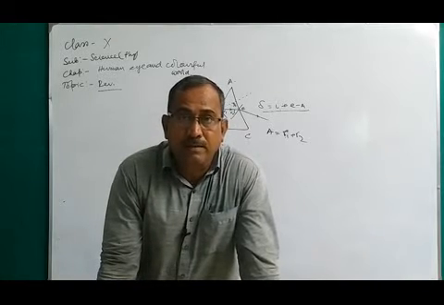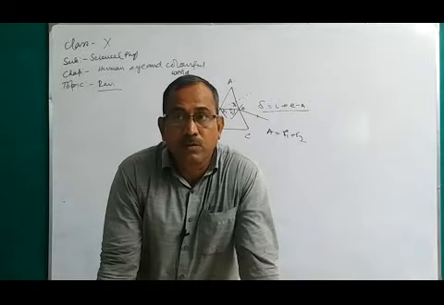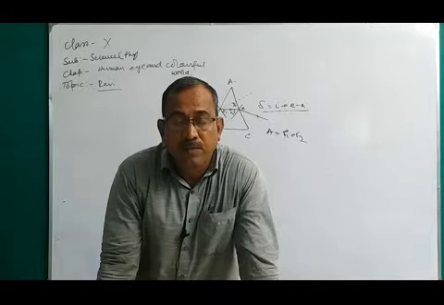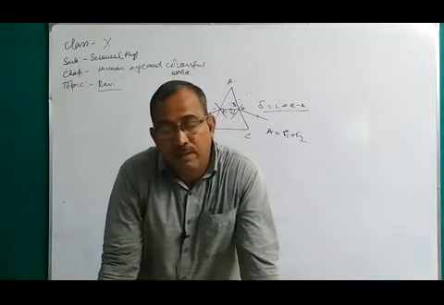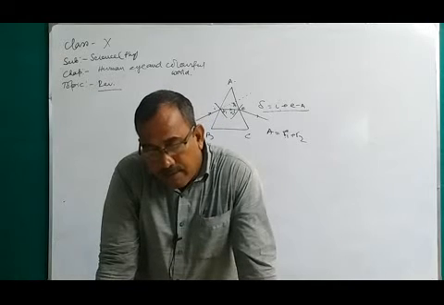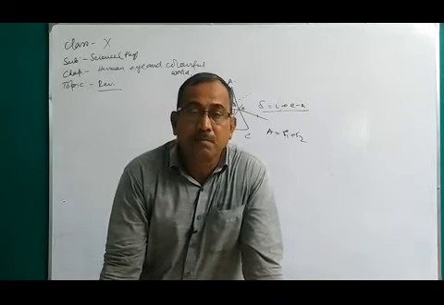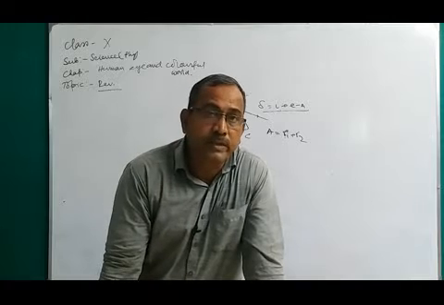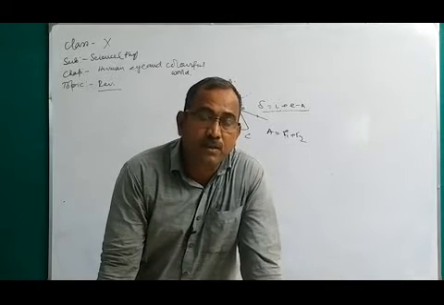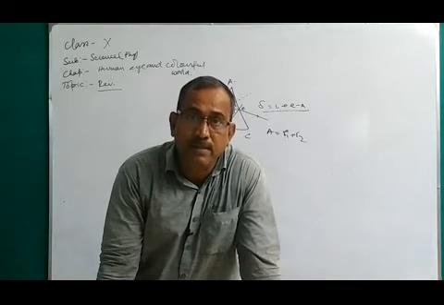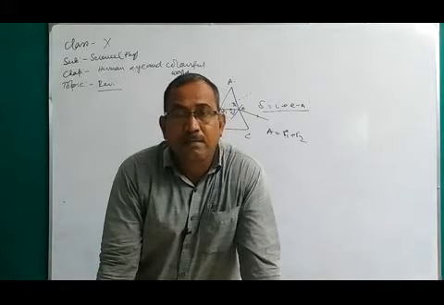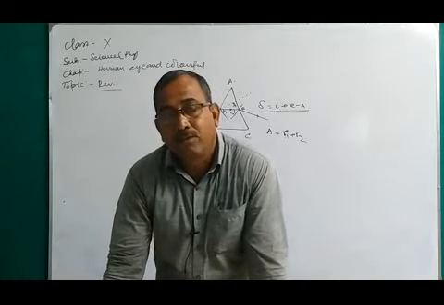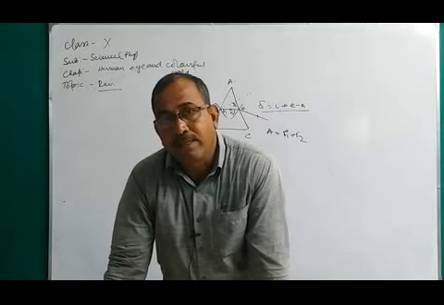The more the wavelength of a color of light, the less the deviation. The less the wavelength, the more the deviation. So you know, for the red color the wavelength is more, so the deviation is less, and for the violet color the wavelength is less, so the deviation is more.